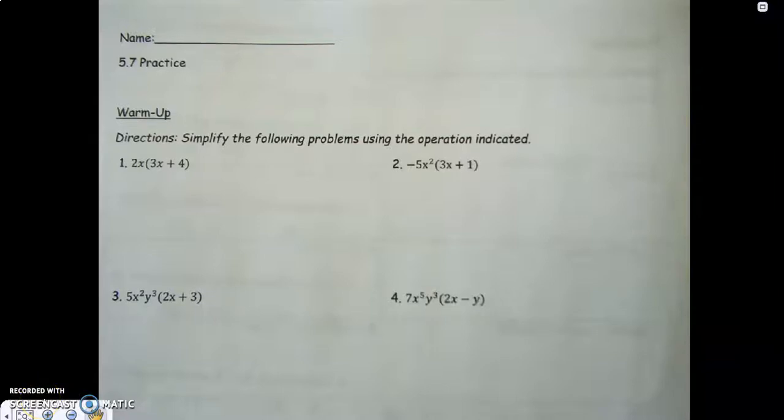So in 5.7 practice, we are going to learn about pretty much backwards of what we were doing with distributing. So we're going to learn what's called backwards distribution, or what's called factoring.